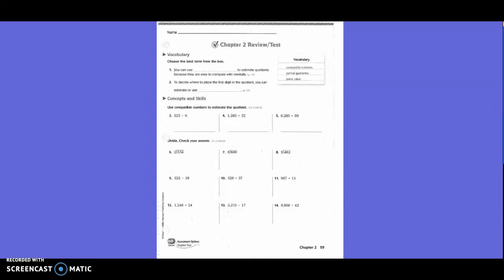Fifth grade, chapter 2 review. You can use blank to estimate quotients because they are easy to compute with mentally. So what vocabulary term would go there? Not partial quotient. No, compatible. Compatible numbers, because when we estimate, that makes it easy to do mentally.